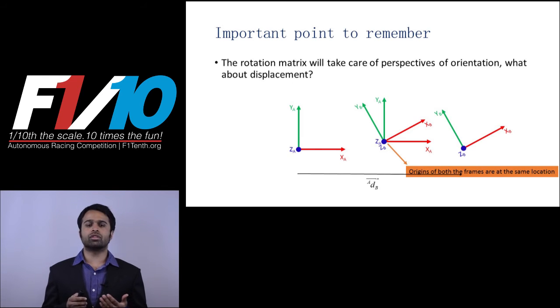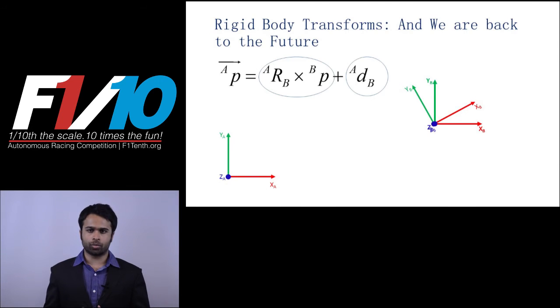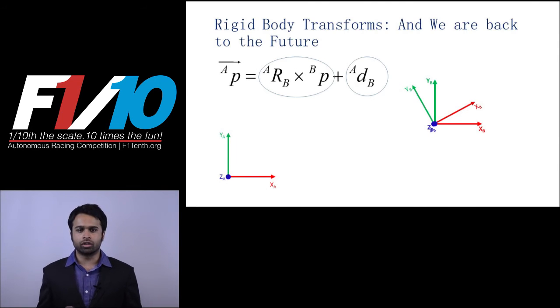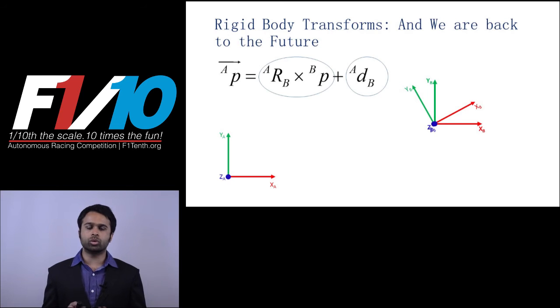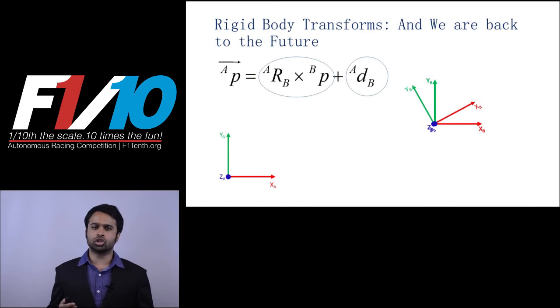We need to compensate for this displacement as well. Back to our original scenario. Rotation alone is not enough. We must handle the translation between the two frames. With translation, we need to add the displacement between the origins of the frames. The updated formula is as shown.